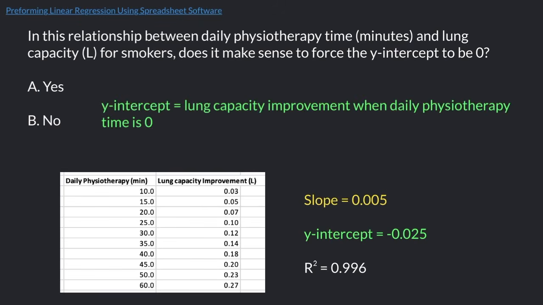The y-intercept represents the expected lung capacity improvement when the daily physiotherapy time is 0, that is, when the patient receives no physiotherapy. In this context, it does make sense to set the y-intercept at 0, because we would not expect any lung capacity improvement if a patient receives no treatment at all. Thus, forcing the line to pass through the origin is reasonable for this model.